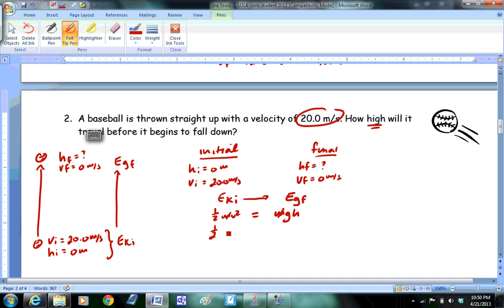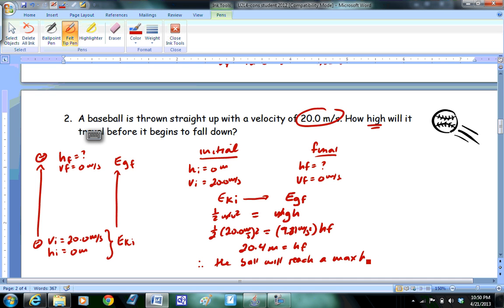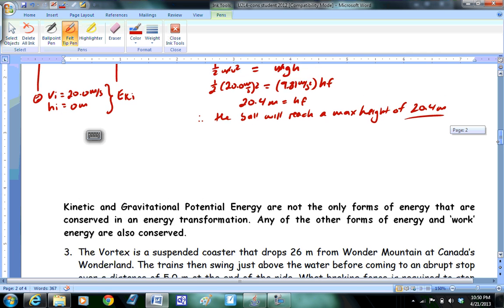So I'm going to have 1/2 times 20 meters per second squared is equal to 9.81 meters per second squared, and that's going to be times my height. So we rearrange a little bit, do a little bit of magical math, end up with 20.4 meters as my final height. Therefore, the ball will reach a maximum height of 20.4 meters. Again, 3 significant digits in this situation.